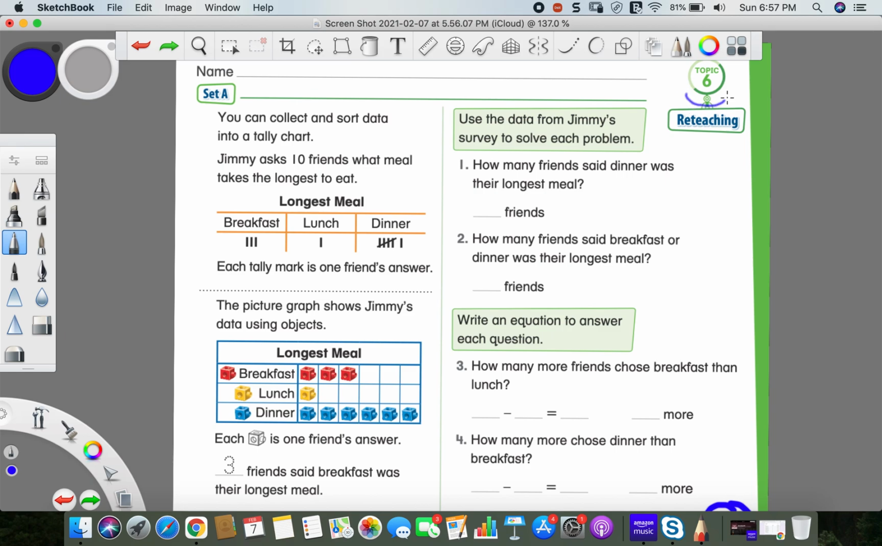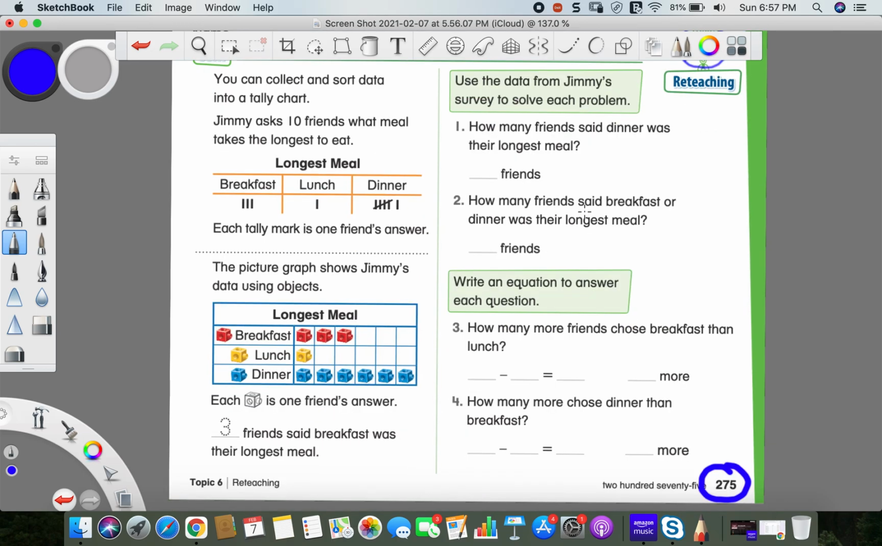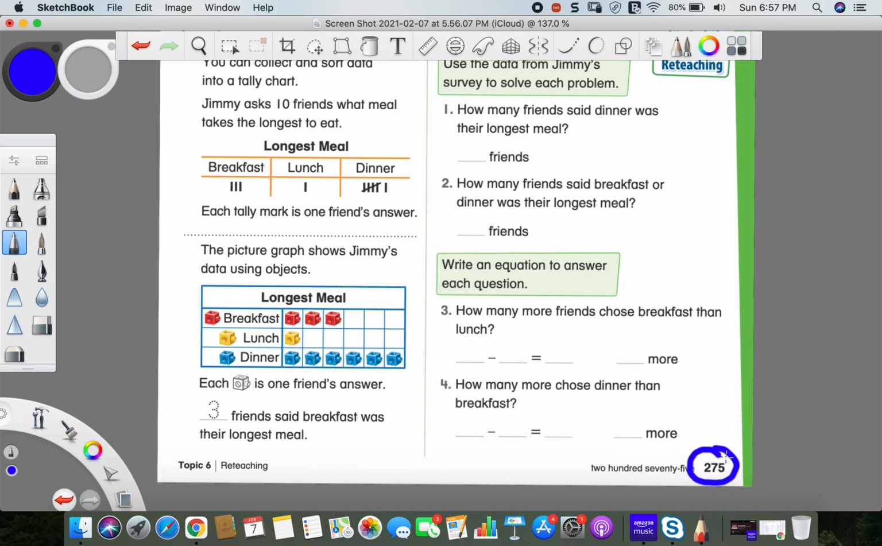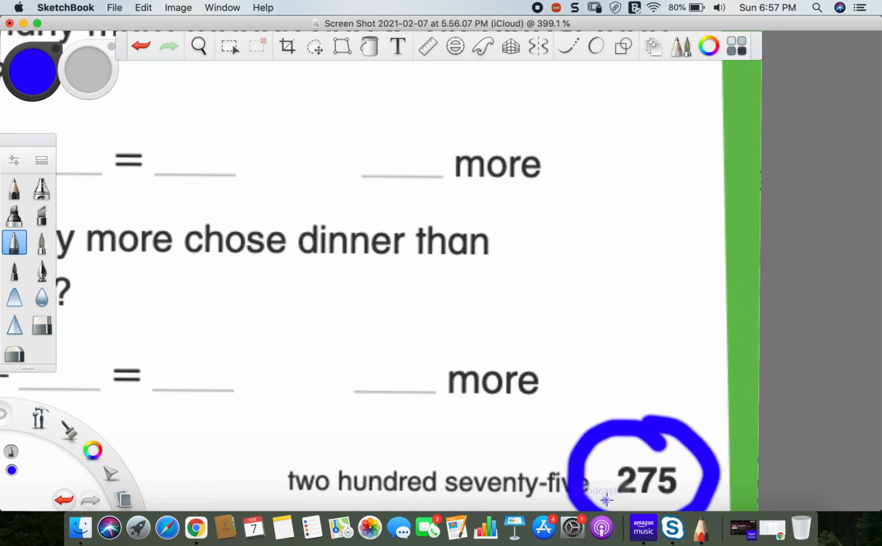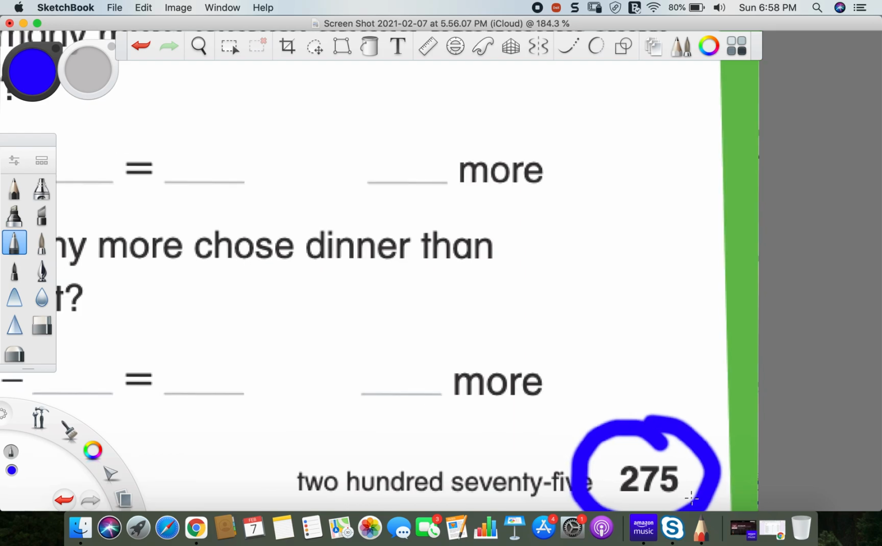So at the very top of the paper that I'm on in the workbook, it says Topic 6. And then if we go down to the bottom of the page and check out the page number, you should be on page 275. If you're not on that page yet, hit the space bar, pause the video immediately, and make sure that page is open. If you're already open to page 275, we're just going to get started. So let me shrink this page back down here.